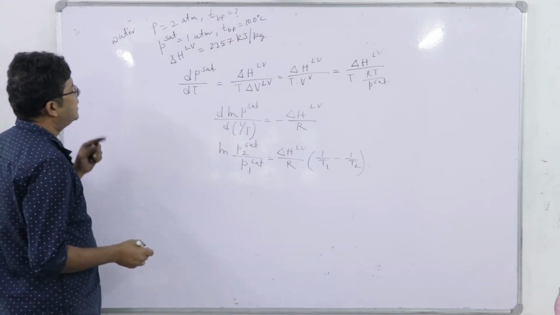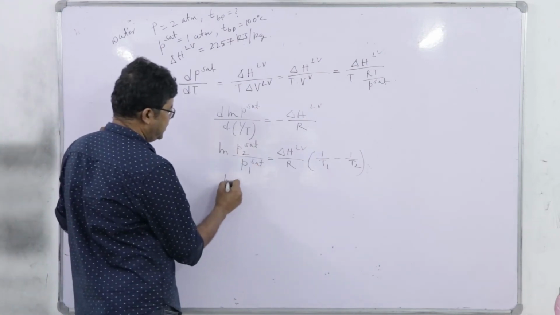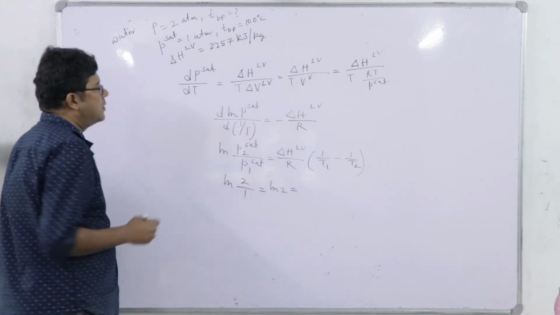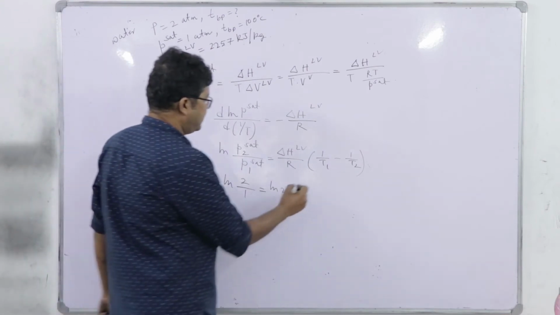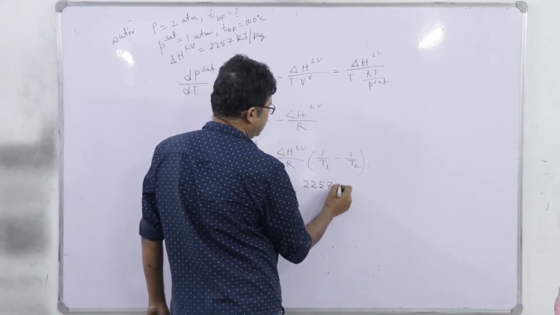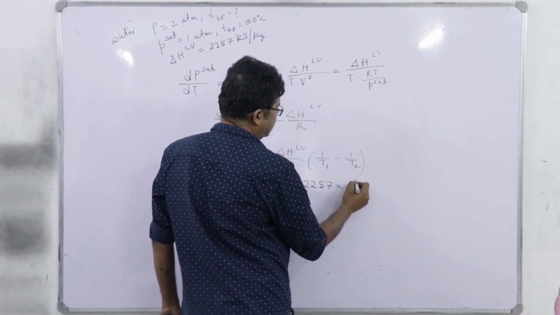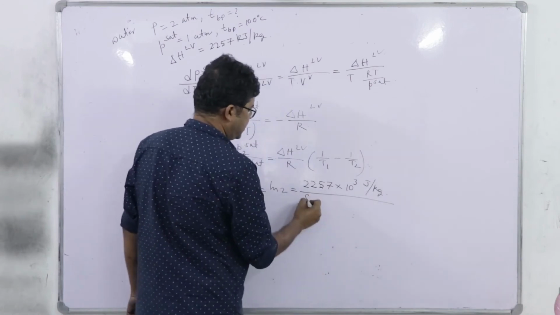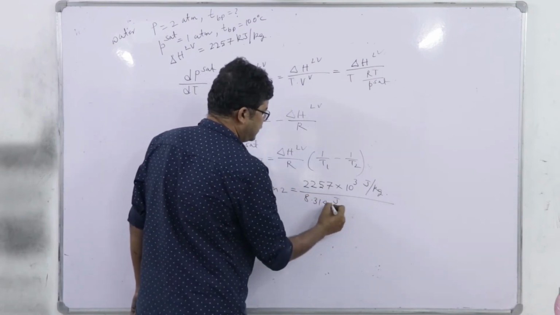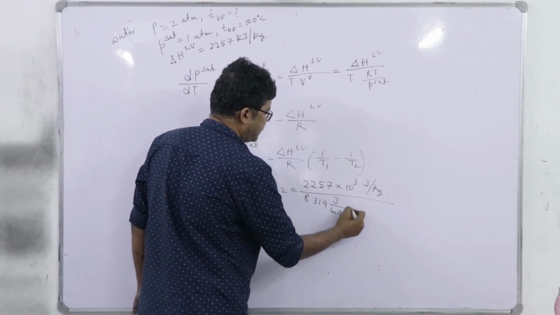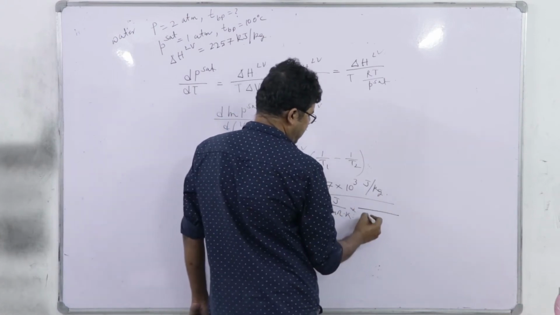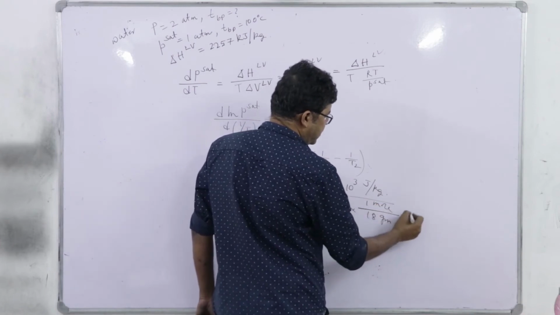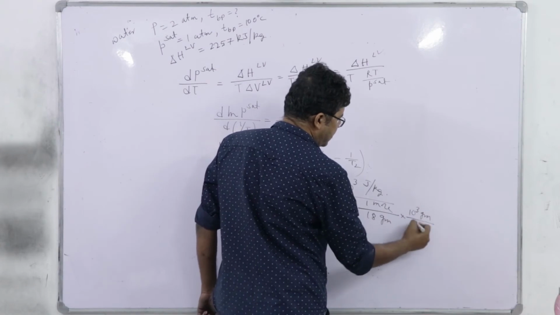So, we have to calculate this boiling point. So, 2 by 1, so ln 2. Now, delta H LV is 2257 into 10 to the power 3 joule per kg, right? And here in the denominator 8.314 joule per mole per Kelvin. So, mole you convert to kg. So, 1 mole is 18 gram and 10 to the power 3 gram is 1 kg.